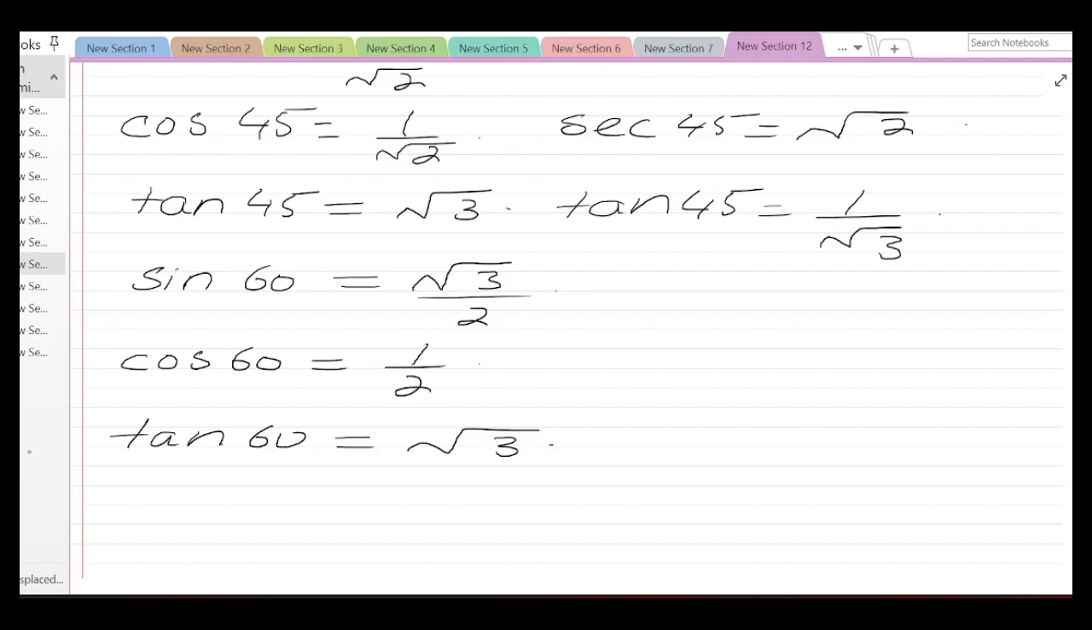Now we need to find the reciprocals of sine 60, cos 60 and tan 60.